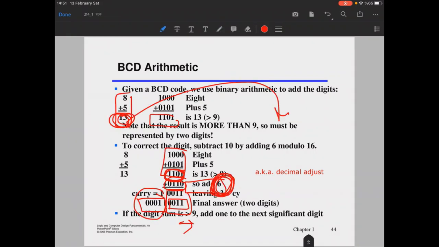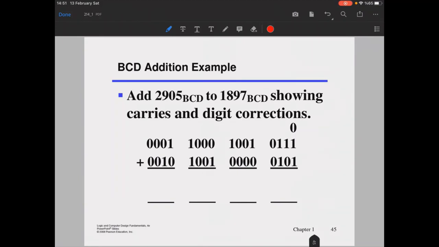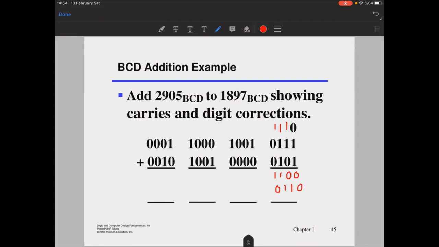That's it. So how do we do this? Let's solve this example and try to understand. Now, let's do this carefully. 0. One carry is generated. 0. One carry is generated here. 1. One carry is generated here, and 1. Now I consider, do I need a decimal adjust here? What is this, 12? So I need a decimal adjust here. This is your decimal adjust.